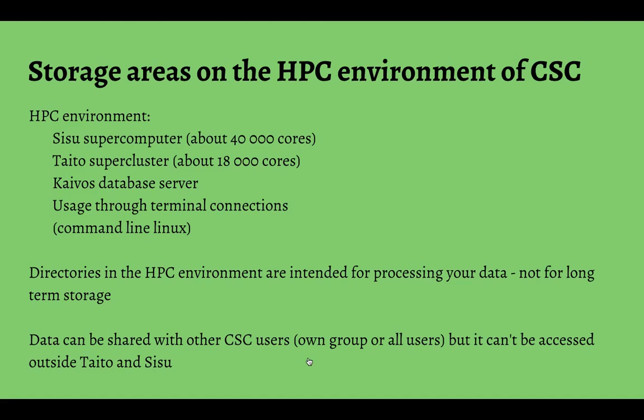But the core of this HPC environment are the two massive computers of CSC, the Sisu supercomputer and the Taito supercluster, which together have nearly 60,000 computing cores to offer you. In addition to huge amounts of computing power, these environments also include some special tools that might be beneficial for you, for example computing nodes with large amounts of memory, or GPU special computing units. In addition, there is a Kaivos data server linked to this environment.